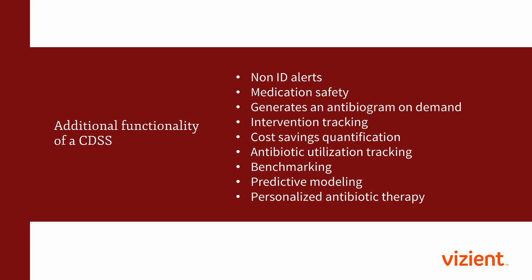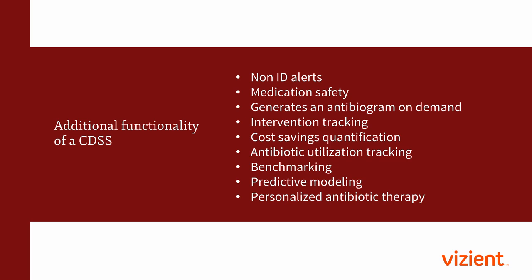Common ways that these systems track antibiotic utilization include defined daily dose per 1,000 patient days, days of therapy per 1,000 patient days, or days of therapy per 1,000 patient days present. A small number of systems can also provide benchmarking data, although this is typically facilitated through a separate manual request from the company as opposed to an on-demand function.